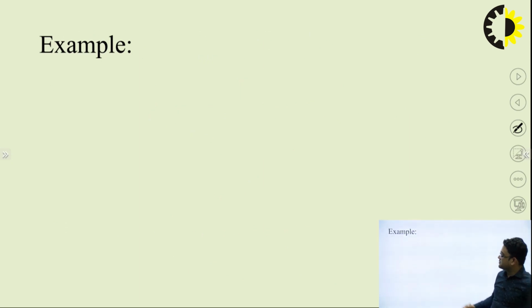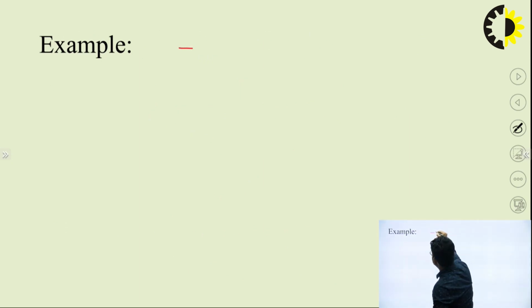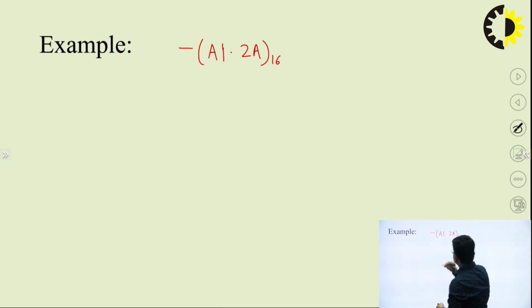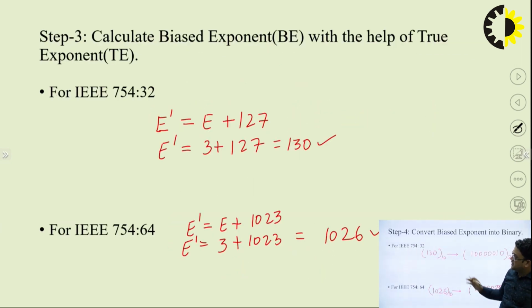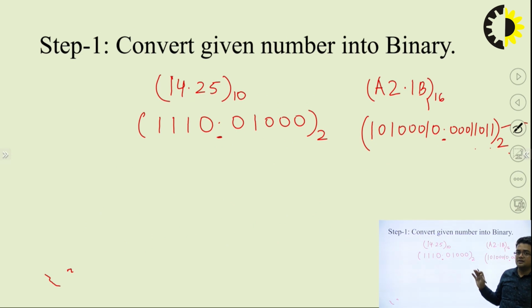Let's take another example for a negative number. Suppose this is a number, a negative floating point number, and you will see there is no need to worry about the negative, because there is only one change, for the sign bit only. So now we have these 5 steps. I'll complete all these 5 steps one by one for the number.